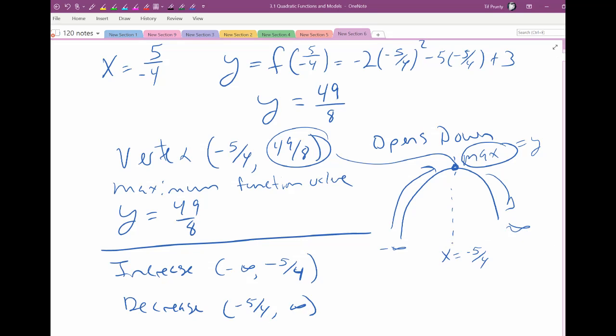The maximum, though, is the y value. What is the maximum value of my function? Well, my function hits the biggest value at the vertex, and that biggest value is the y value 49 over 8. So that's determining the vertex. We will stop there.